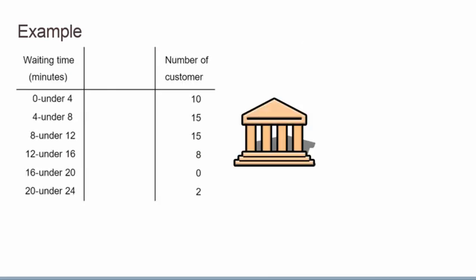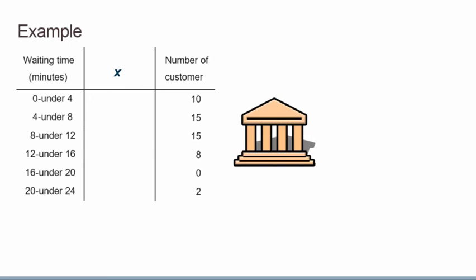To find the standard deviation, we first have to find x. X is going to be the midpoint of our waiting time. Even though this is cutoff data, we can still find the midpoint by adding the two numbers and dividing by 2.